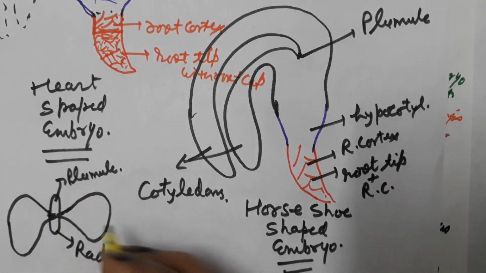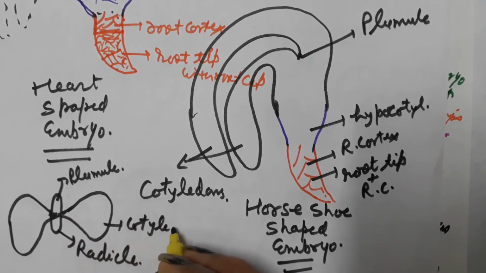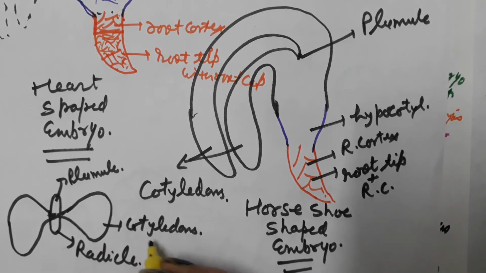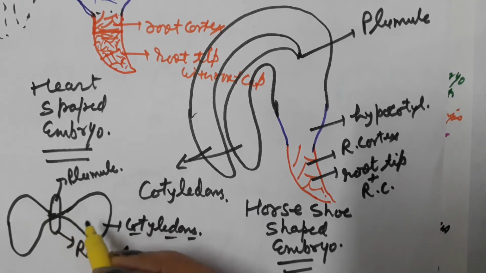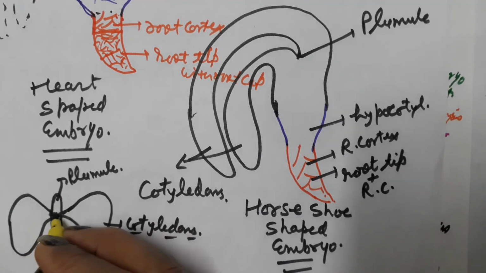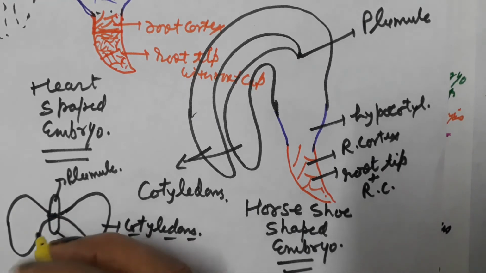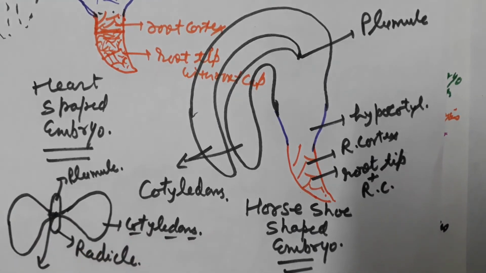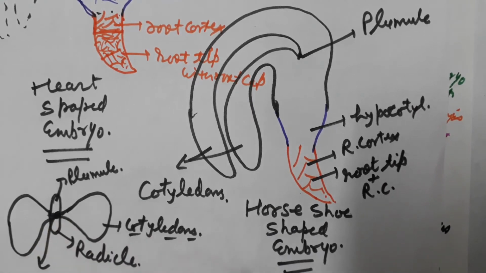Cotyledons are the food storing tissue. They supply the food to the developing embryo. This is in the center, the embryonal axis. Cotyledons join at one point with each other. This is known as the cotyledonary node.